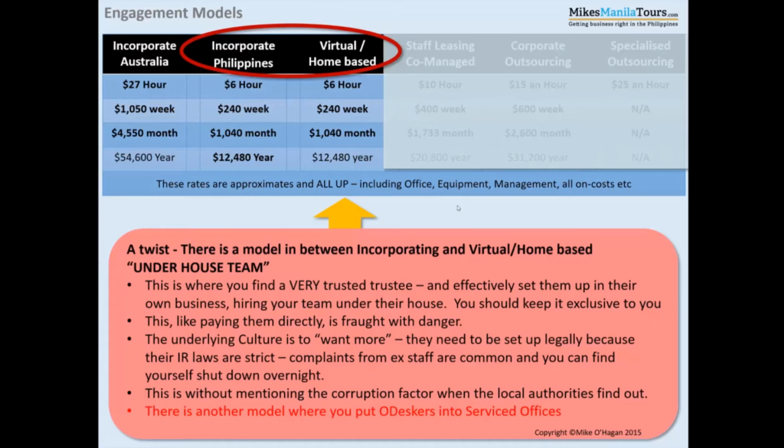And yes, this is all without mentioning the corruption factor that we have here. When the local authorities find out about it, believe me, if they find out there's a white employer behind it, you're really going to know about that. It's just the way the system works here.